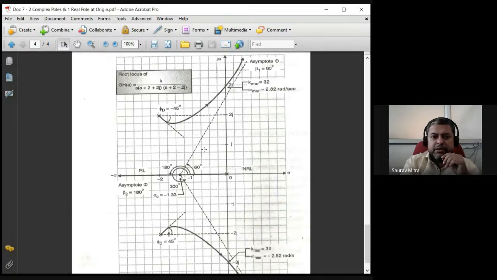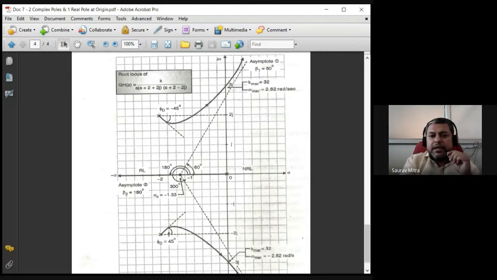So mainly you have to take a negative bend of 45 degrees, and then you have to go up and pass through 2.82 radian per second. This is mainly what you have to do for the top one. For the bottom one, you have to start at minus 2 minus 2j. You have to take an upward bend, and then you have to come below and pass through minus 2.82. This is how the root locus looks.